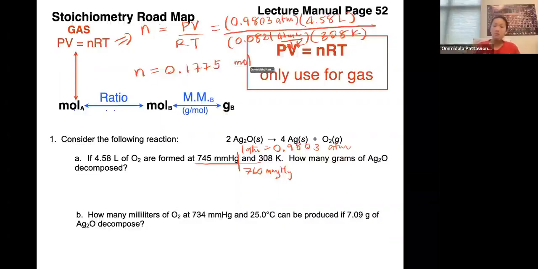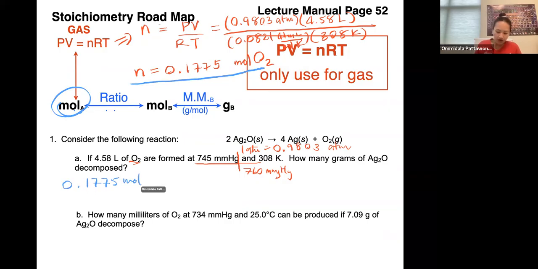So this is moles of what? Again, we are looking at oxygen, so this is going to be moles of oxygen. I want you to jot that down. We already have moles of oxygen right here. So the next thing I'm going to do is convert the moles of oxygen.